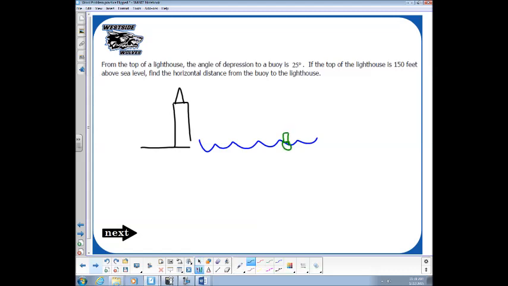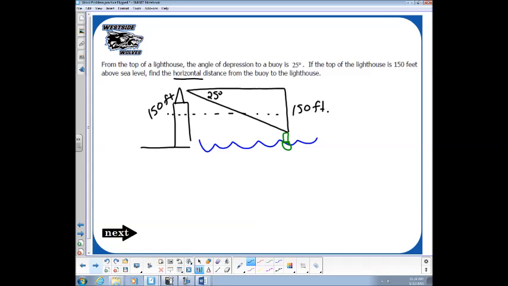And so remember that a depression triangle goes from the horizontal and you're looking down at an object. And it says that the buoy has an angle of depression of 25 degrees and the top of our lighthouse is 150 feet. Now, if that lighthouse is 150 feet, we can take that same value and put it right here at 150 feet also. It says, find the horizontal distance from the buoy to the lighthouse. So we're looking at from here to here, so that's x.